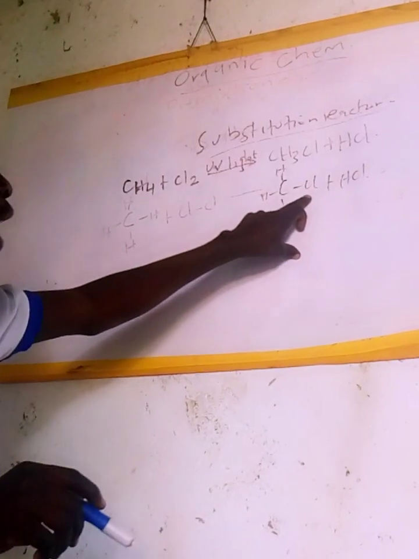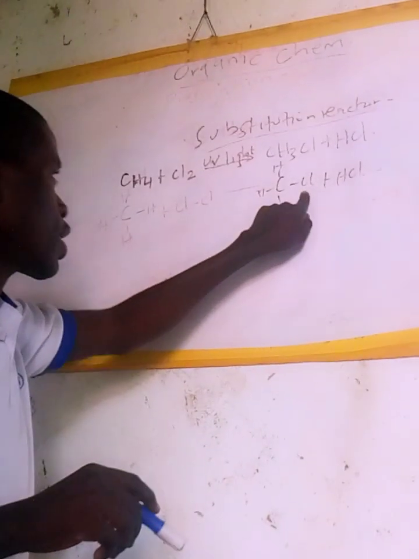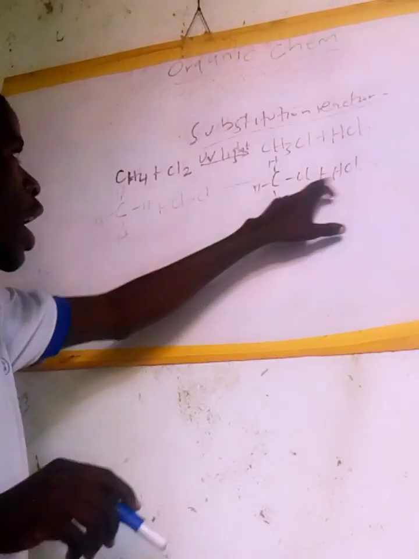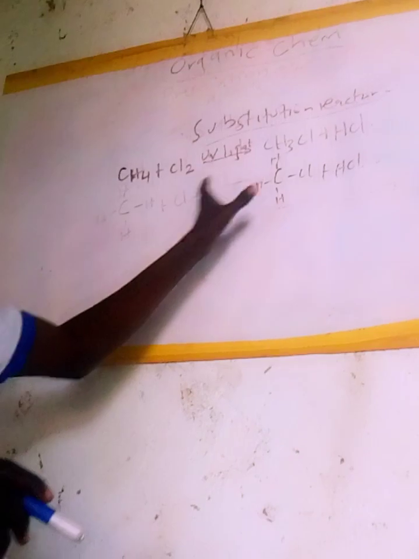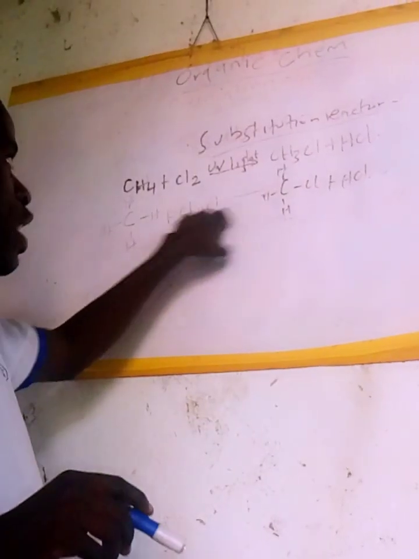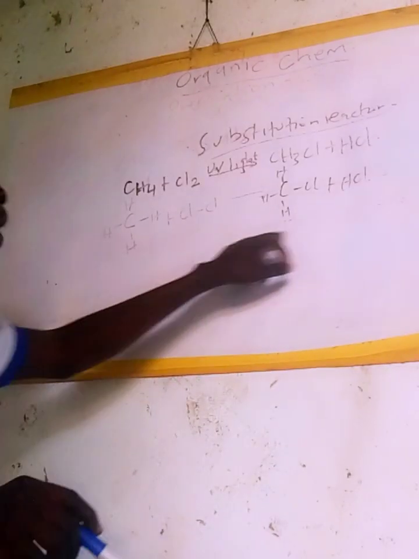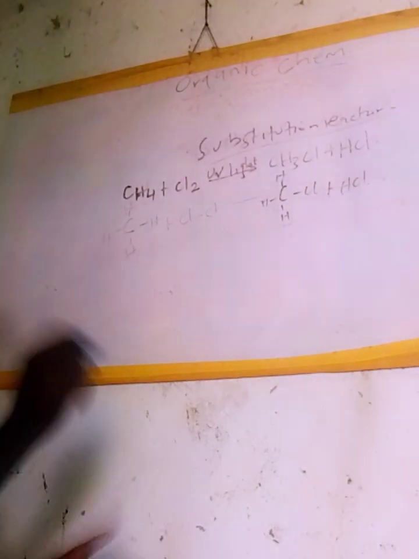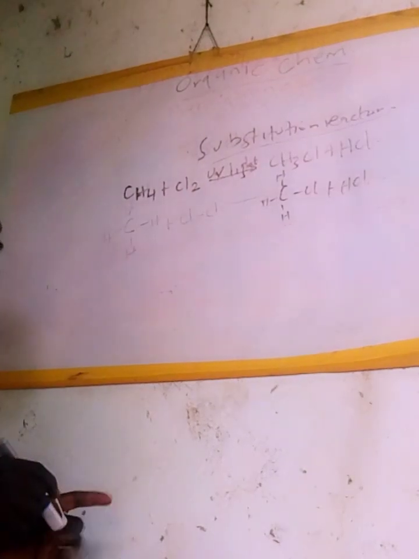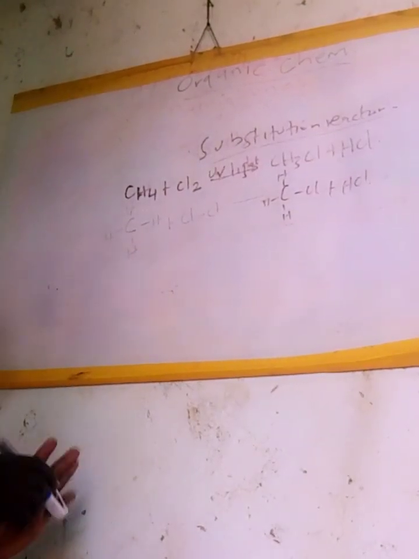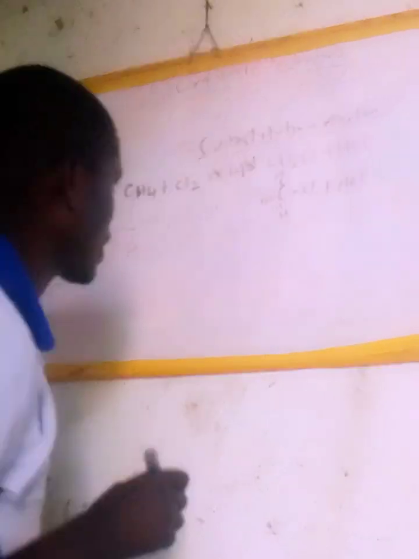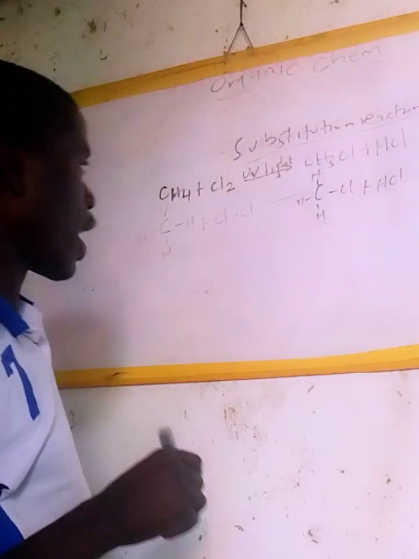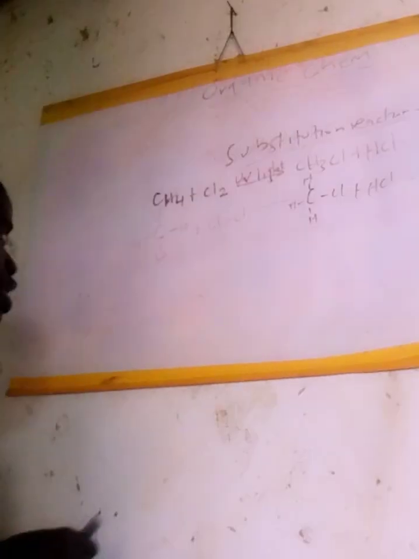This chlorine has substituted one hydrogen here. That's what we call substitution. And the hydrogen has further reacted with one atom of chlorine that was remaining to form hydrochloric acid. So this chlorine here has gone here, and this chlorine has reacted with this hydrogen. This is what we call substitution reaction. And this reaction cannot occur without the presence of UV light, because UV light is there to break the bond between chlorine atoms for it to be substituted.